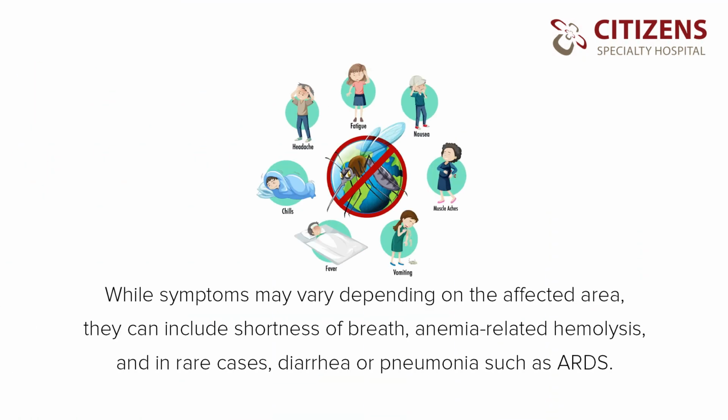Sometimes the symptom could depend on the part affected, like shortness of breath if there is anemia, hemolysis. A rare presentation is diarrhea, and sometimes pneumonia, what we call ARDS. These are all the varied and different presentations. Still most common is fever with chills and rigors. And the signs being, if you examine properly, there will be enlargement of the spleen and enlargement of the liver of the abdomen, and diagnosing is in the laboratory.